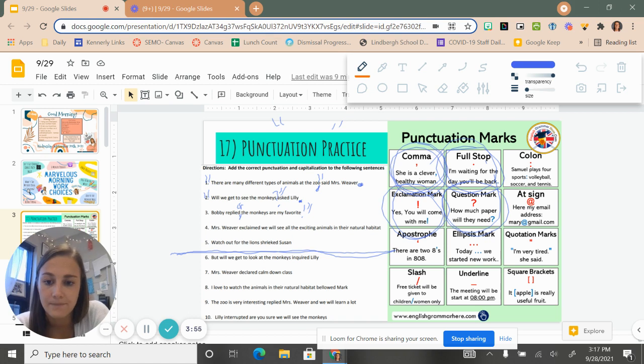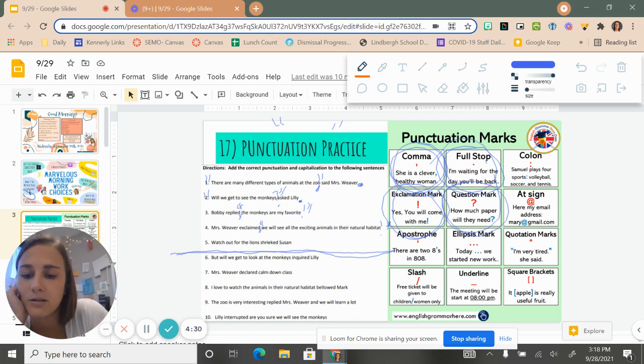So then next, number 4. Mrs. Weaver exclaimed, "We will see all the exciting animals in their natural habitat." Okay. Exclaimed, that means excited. That means exclamation point. So Miss Weaver exclaimed, so here she's talking again. So I'm going to put a comma, quotation marks, exclamation mark, and quotation marks again, because I'm closing in what she's saying.